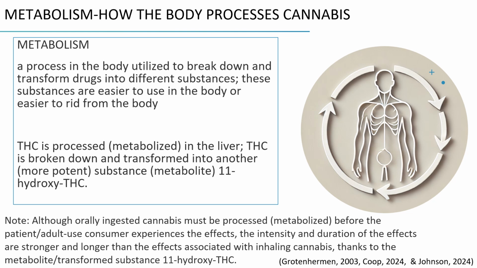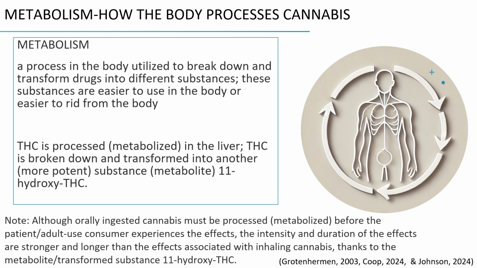Metabolism: how the body processes cannabis. Metabolism is a process in the body utilized to break down and transform drugs into different substances. We went over this briefly. These substances are easier to use in the body or easier to get rid of from the body. THC is processed and metabolized in the liver. THC is broken down and transformed into another more potent substance, a metabolite. One of those metabolites, 11-hydroxy-THC, metabolite of interest.